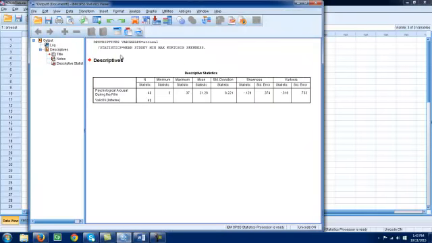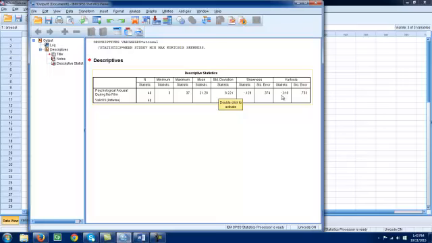Here we see our number of participants, our min, our max, our mean. We know our mean is 21.28, and we see the standard deviation. We can also see our skewness statistic is negative 0.129, and kurtosis is negative 0.318.